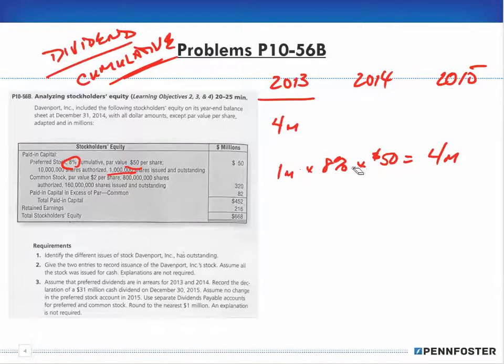Okay, I'm going to erase this. So pause the video if you have to write it down. Basically, it's the number of shares outstanding times the dividend rate of 8% times the par value, $50.